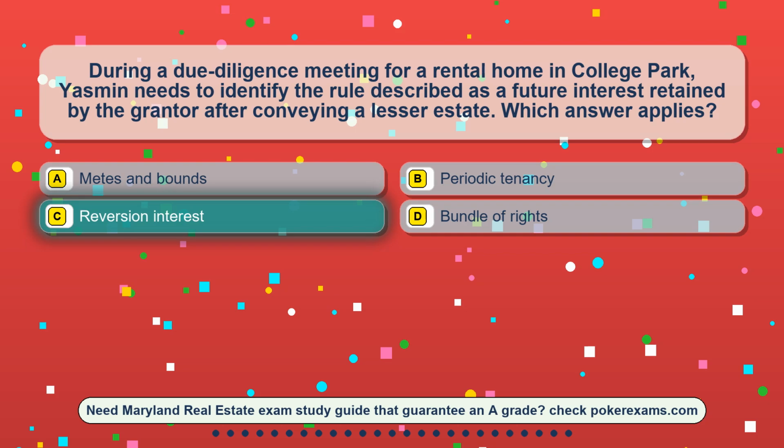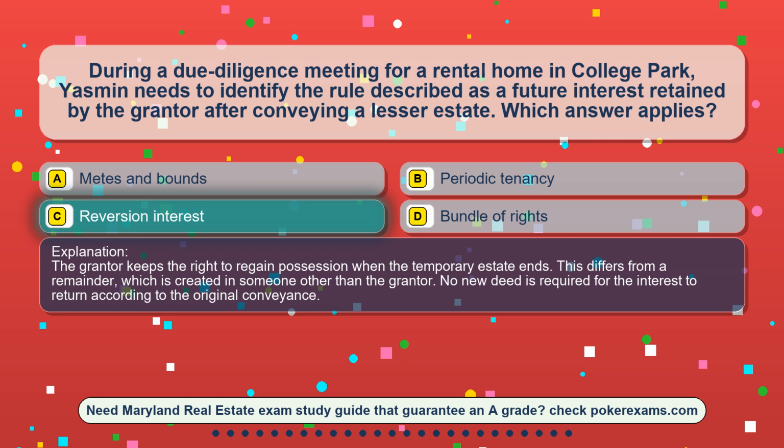The correct answer is option C, reversion interest. The grantor keeps the right to regain possession when the temporary estate ends. This differs from a remainder, which is created in someone other than the grantor. No new deed is required for the interest to return according to the original conveyance.